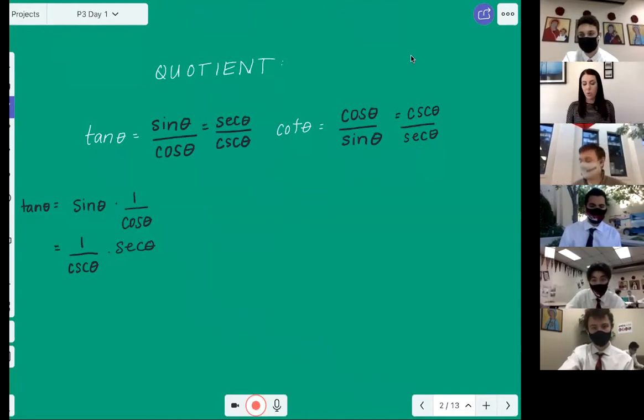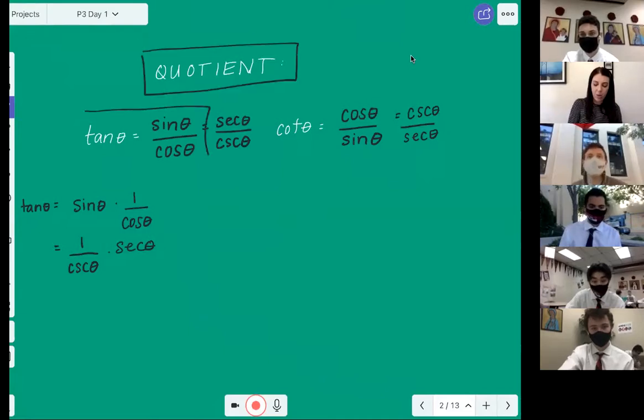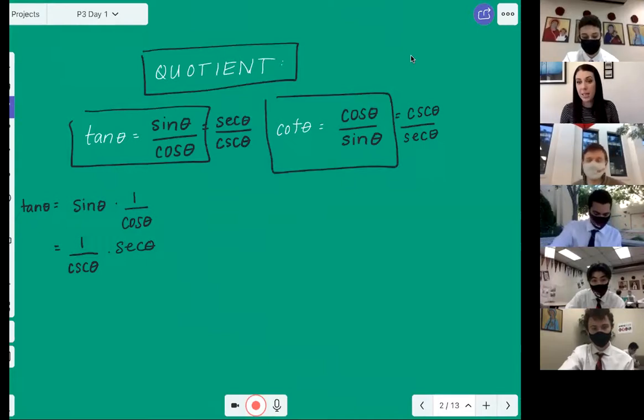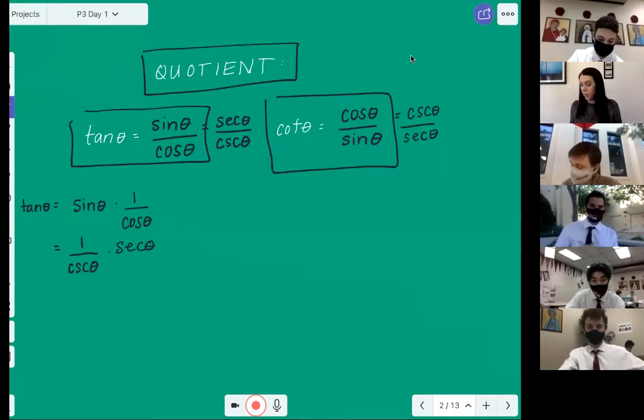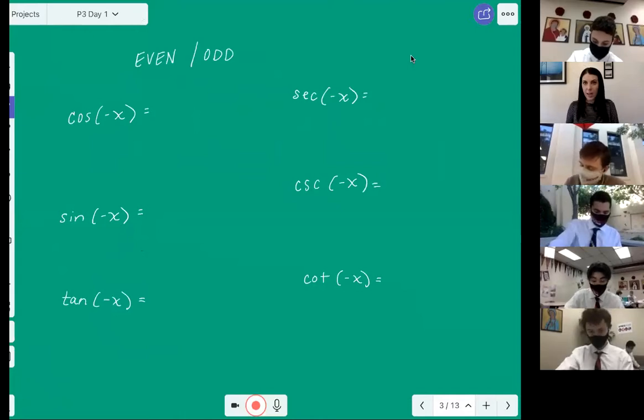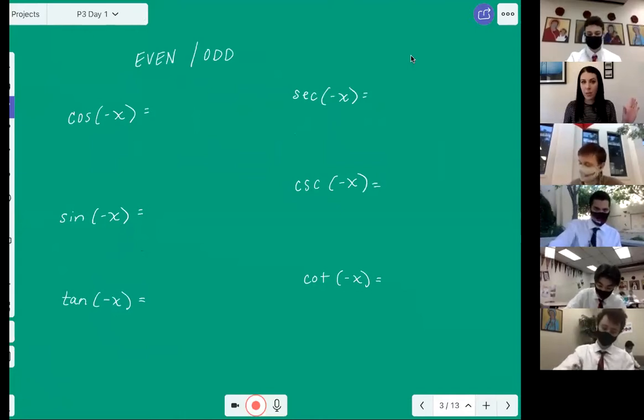Are there any questions on quotient identities? The most important ones are the first ones we talked about. I just wanted to clarify that those could be equal to additional identities. Okay, all right, let's move on to the next one. Now we're going to talk about even and odd identities. I'm guessing the rest of this is going to be brand new to everybody.